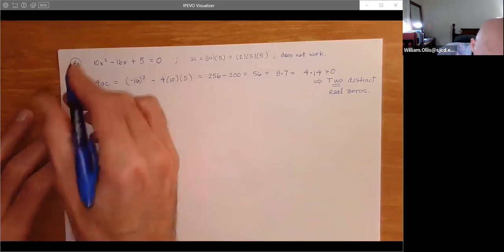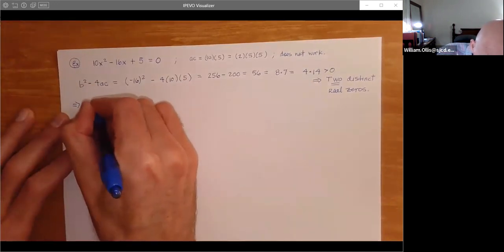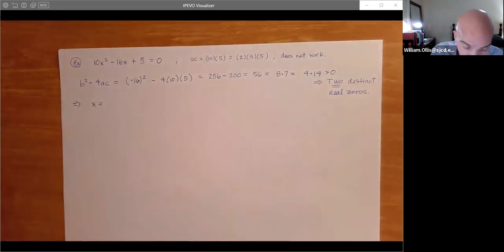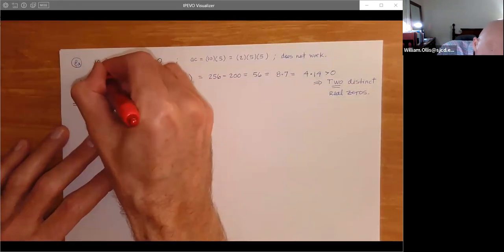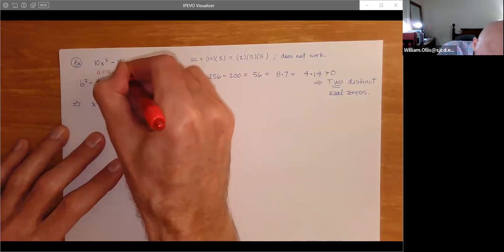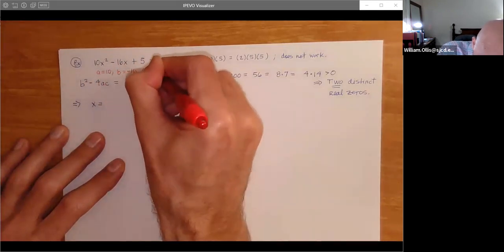Now notice when we take the square root, we've got the perfect square here, so that's going to help us out. So now this implies x equals, and notice what's important here. I'll go ahead and write this down. A is 10, B is negative 16, C is 5.